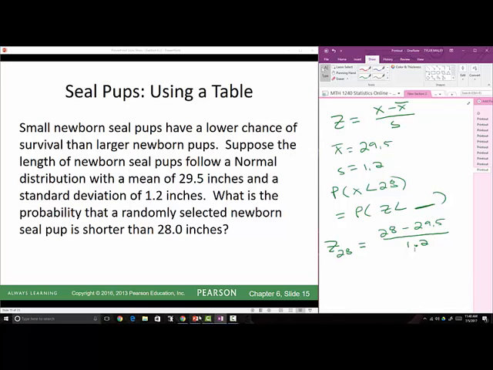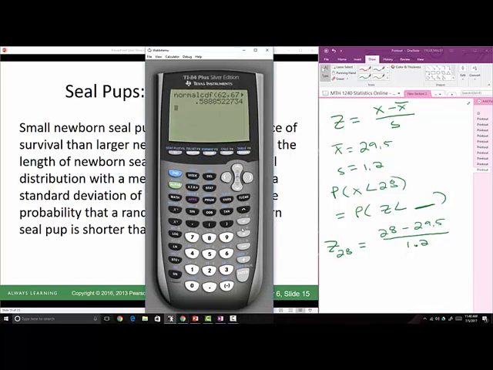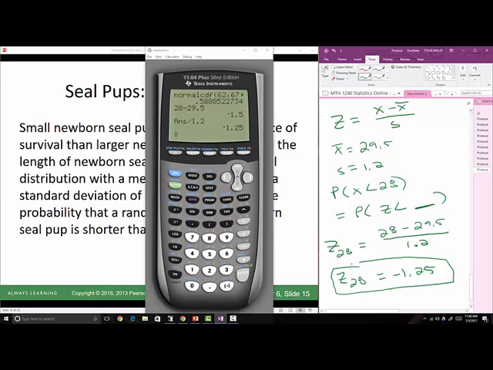So if we do this, let's get our graphing calculator. We take 28 minus 29.5 and then divide by 1.2, and we get this. So I get a z-score equal to negative 1.25. We need to keep this in mind. So the probability is the probability that z is less than negative 1.25.